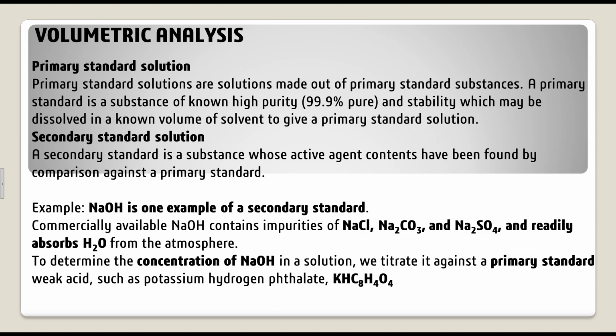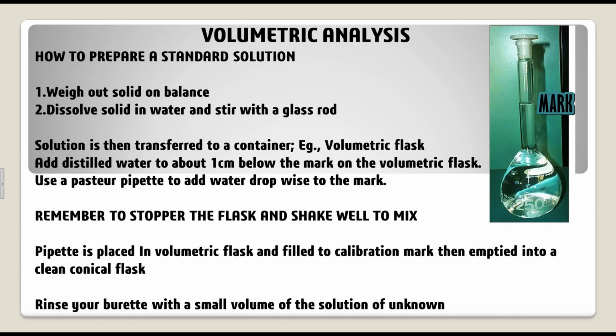So, to determine the concentration of sodium hydroxide in a solution, we titrate it against a primary standard weak acid such as potassium hydrogen phthalate, hydrochloric acid, anything you can take, to determine the purity or concentration of the sodium hydroxide. That is the reason I said you need to know what a primary standard solution and a secondary standard solution are. What next? How to prepare a standard solution?